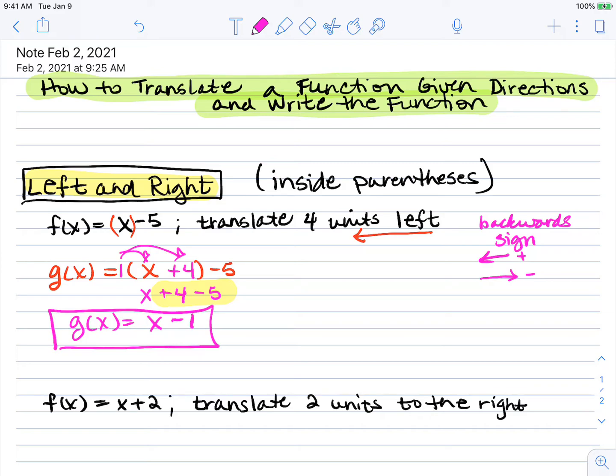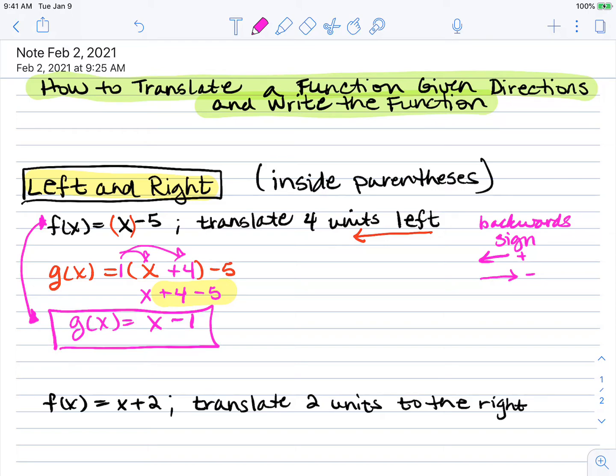So I started with this, and I've ended up here, and I changed my f of x to a g of x, saying the f of x was given and the g of x is now the new equation. And that's just a notation to say that.